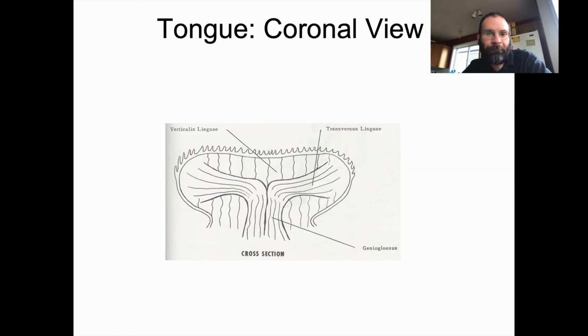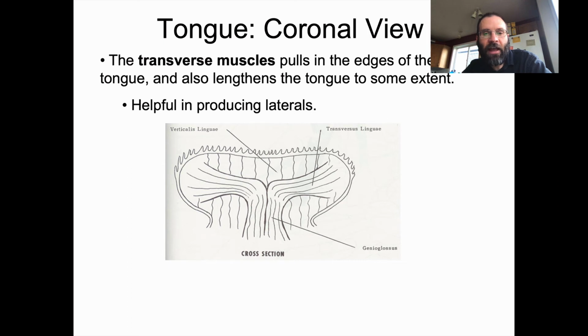Okay, so that's there. The coronal or side-to-side view of the tongue shows us the transverse muscles, which are, like I said, laid out crosswise in the tongue, and that's where they get their name from. If you contract these, it's going to pull the edges of the tongue into the middle, and will also lengthen the tongue to some extent. So this is what you'd expect the speaker to use when they're trying to produce lateral sounds, like l. In English, you squeeze your tongue into the middle, as we've seen before in multiple slides in previous lectures.